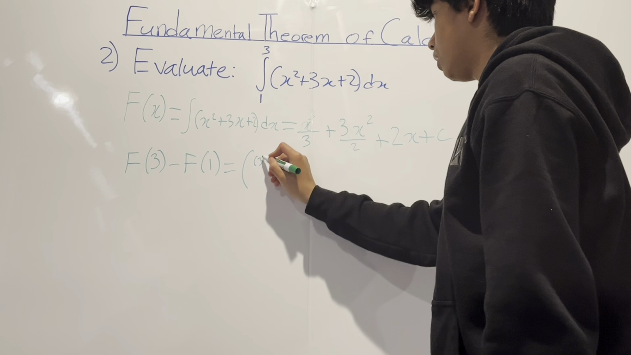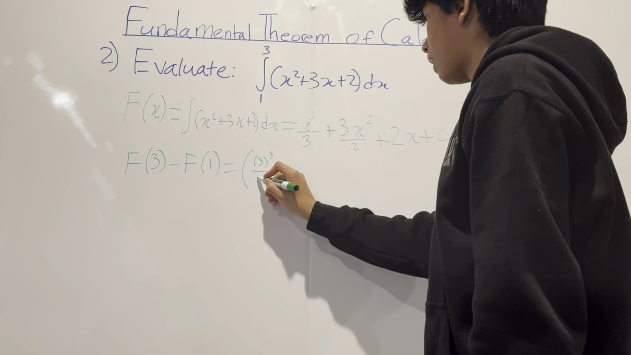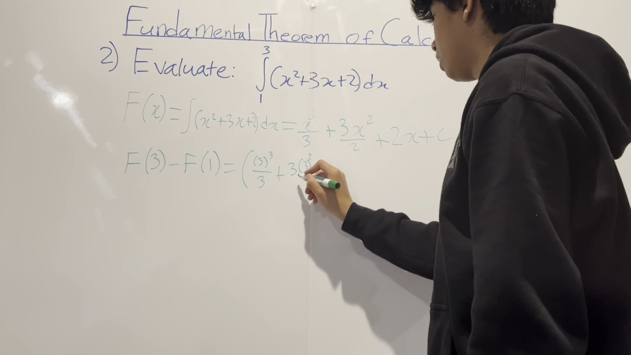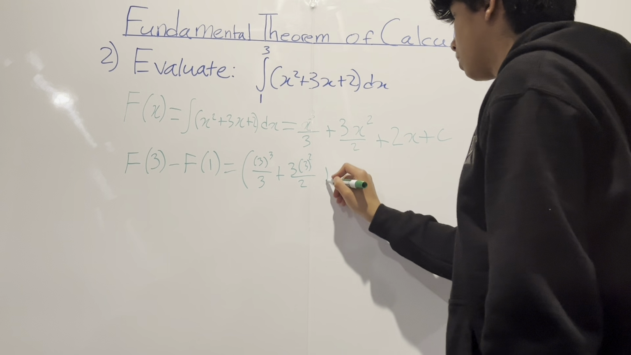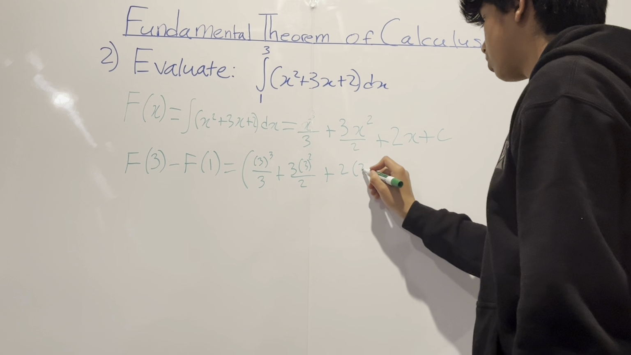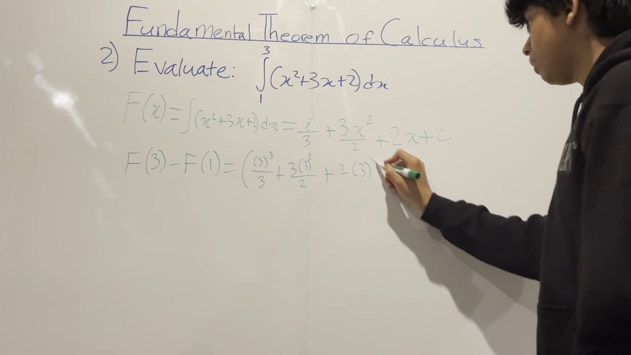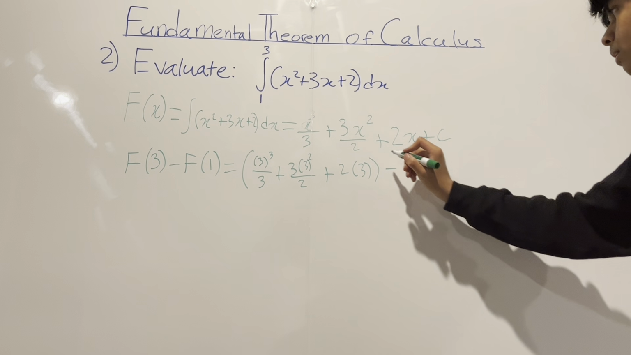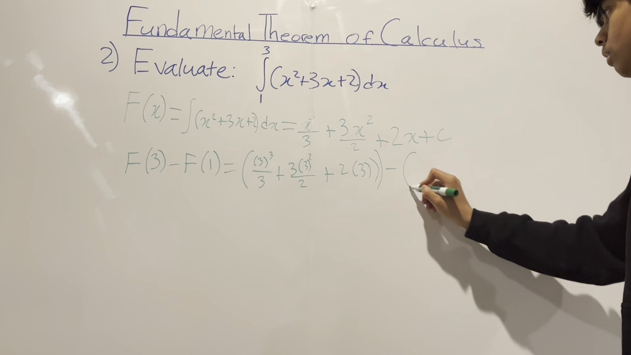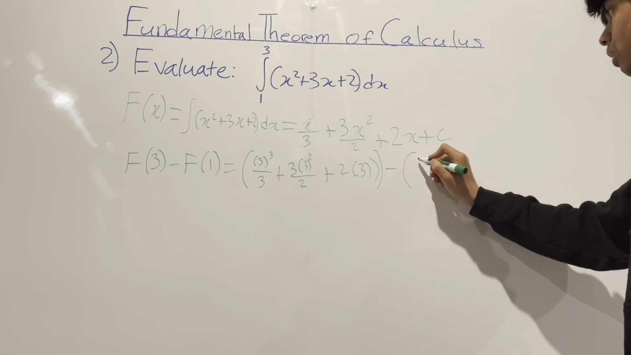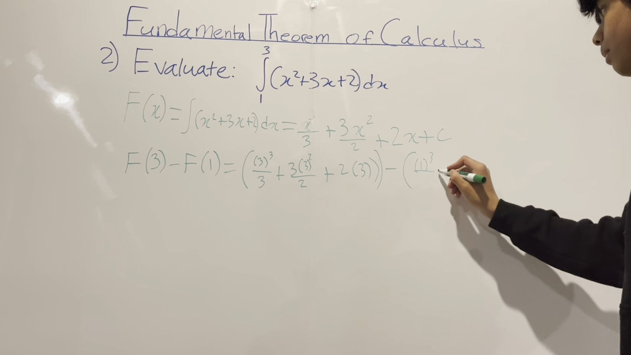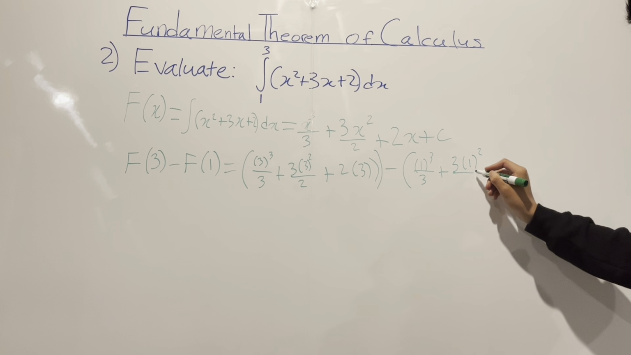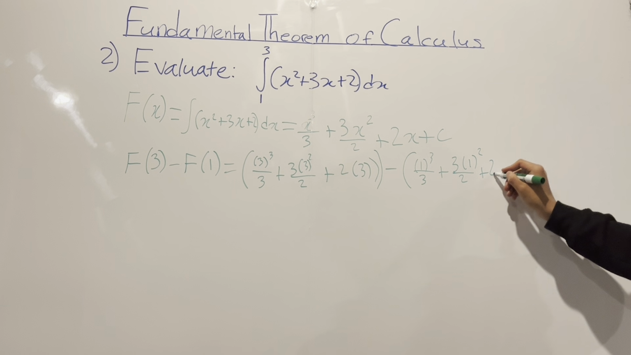So we have 3³/3 + 3 times 3²/2 + 2 times 3, and we're going to ignore the plus C. And now this is going to be subtracted by 1³/3 + 3 times 1²/2 + 2 times 1.